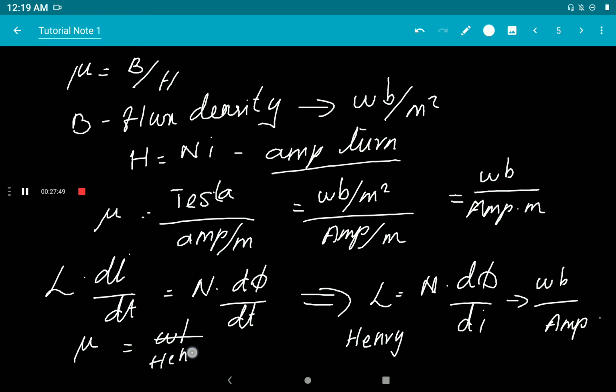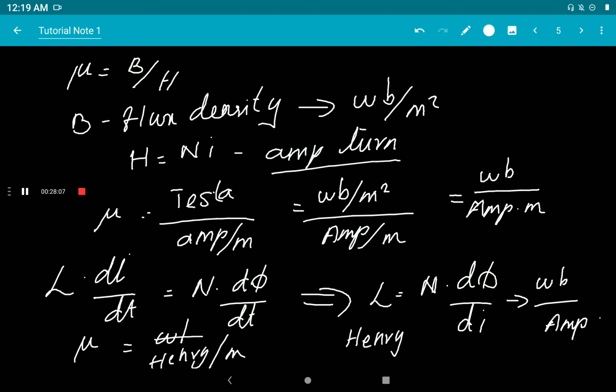I've just explained how it comes. We don't need to study all these equations. You have to know that the unit of permeability is Henry per meter. How it comes, I explained here.